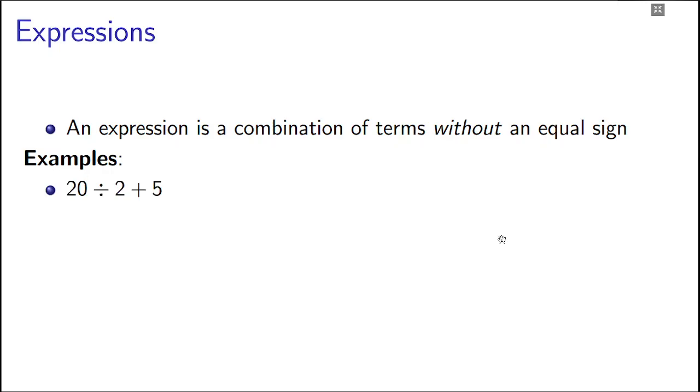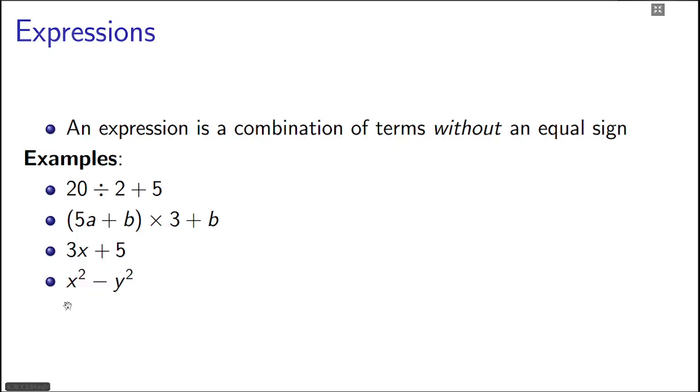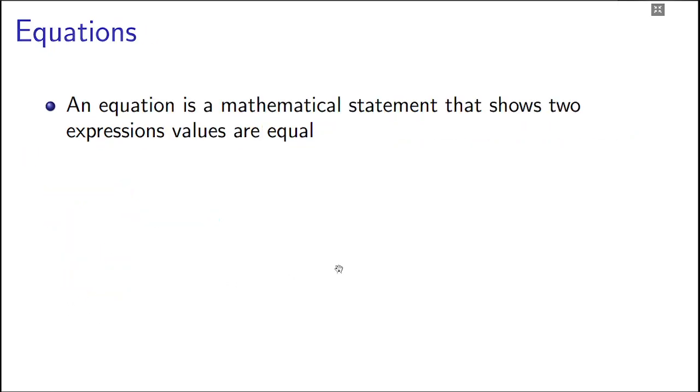Let's look at examples. You have 20 divided by 2 plus 5. Notice that the terms here are 20, 2, and 5. They are combined by division and addition symbols. Then you have this expression here. And another one. x squared minus y squared. Still an expression. So here the terms are x squared and y squared.